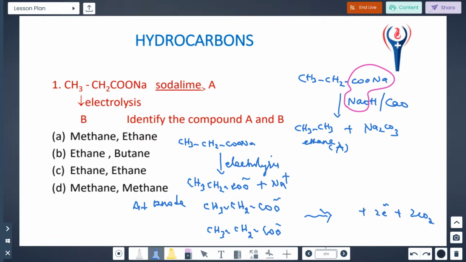So the product will be CH3CH2CH2CH3, with four carbons, which is called butane. So A is ethane and B is butane, so option B is the correct one. The same compound undergoes decarboxylation to give A, and electrolysis to give B. Just remember the conditions and you can answer these. Next one.